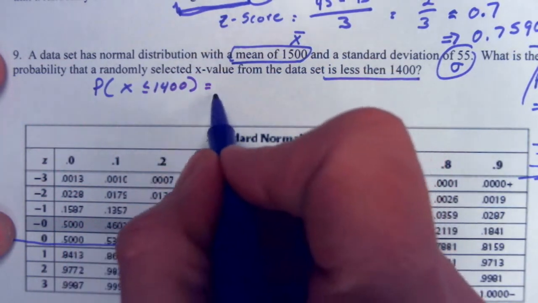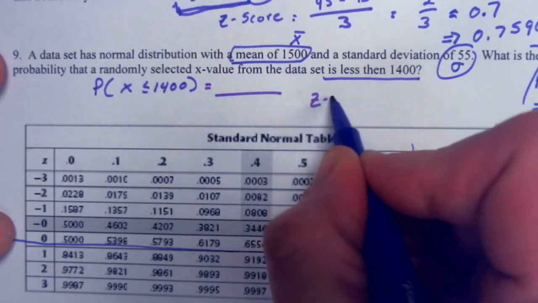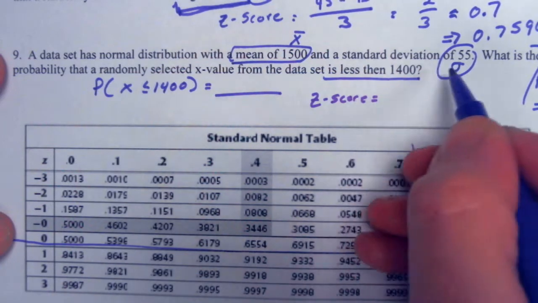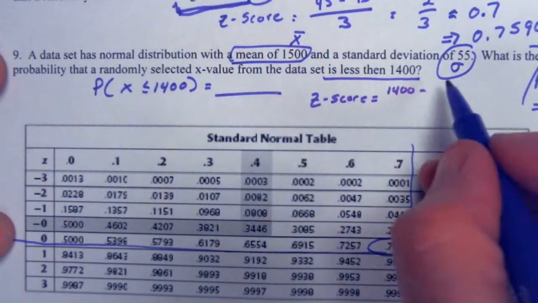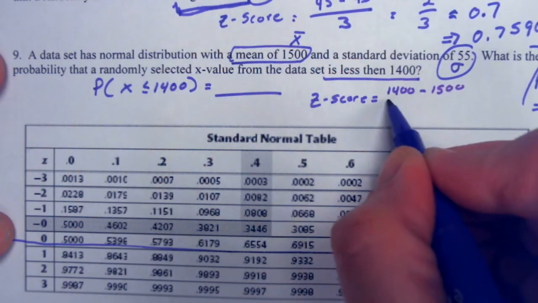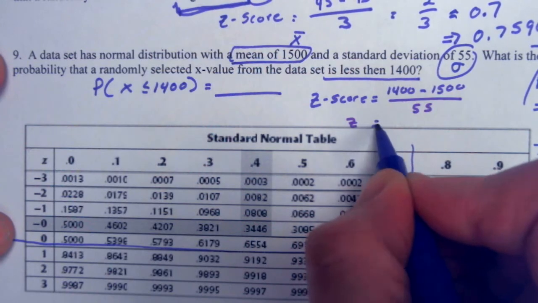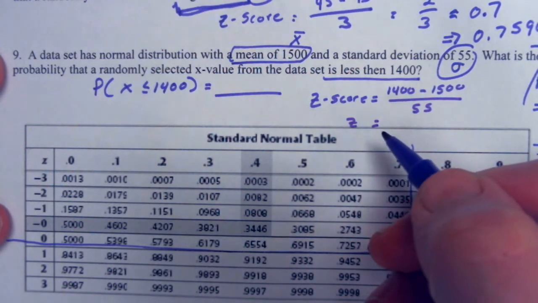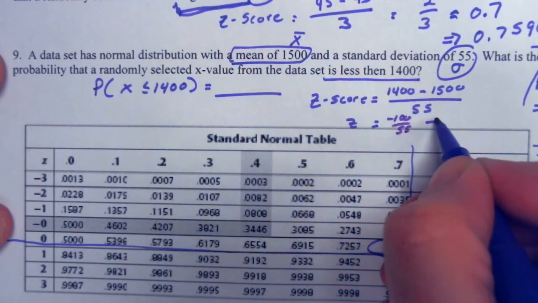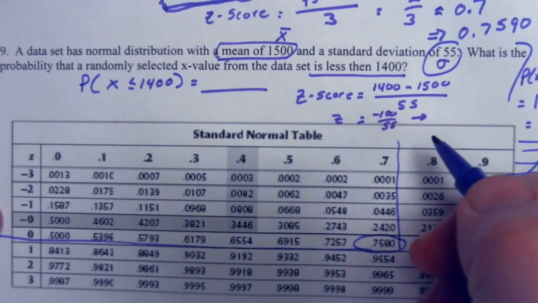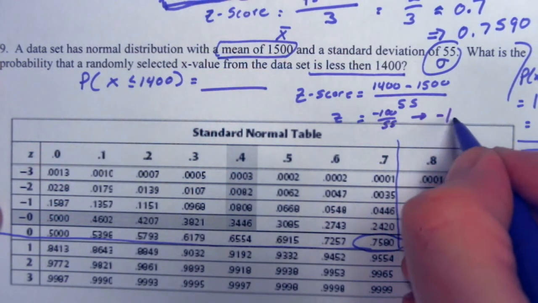Well, we need a z-score. So the z-score is equal to the x, which is 1400, minus the mean, 1500, divided by the standard deviation, which is 55. So when you subtract, you get negative 100 over 55. You end up with negative 1.8.